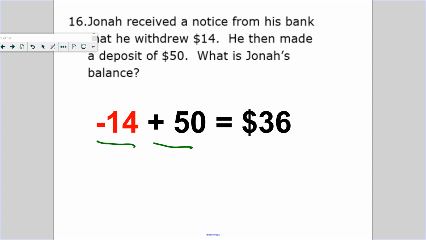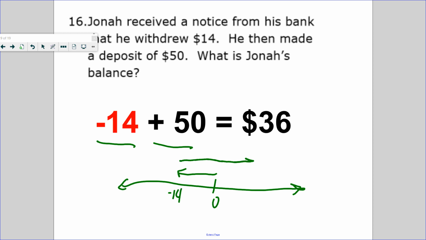So we have 14 negatives. Oh, so you could do it as a number line. So you have 14 negatives. So we go back to negative 14, but then 50 positives. You could do it that way. So what would that be? That would be $36.